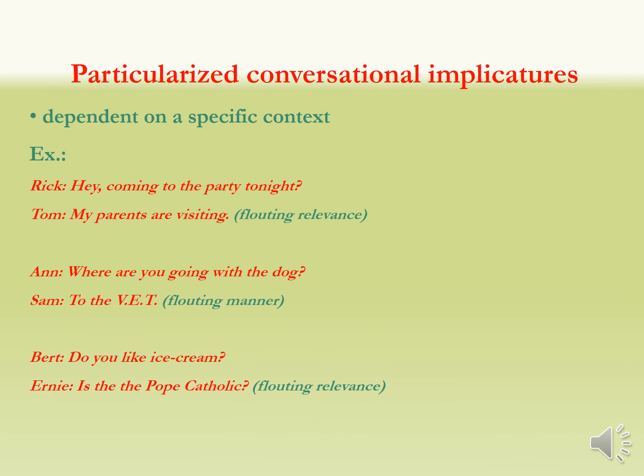After that, we have particularized conversational implicature. It's dependent on a specific context. Just see the example. Rick: "Are you coming to the party tonight?" Tom: "My parents are visiting." Flouting relevance. Just see the things that are not associated with each other. Rick asks, are you coming to the party tonight? It means that he looks nice and is presenting his nice situation or position.